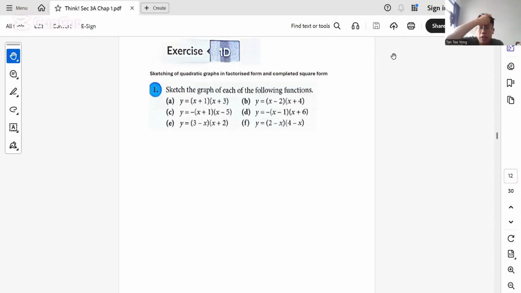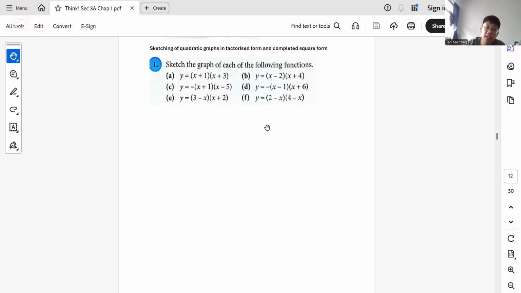Okay, good afternoon, everyone. So today we'll be doing exercise 1D together. Exercise 1D is about sketching of quadratic graphs in factorized form and completed square form. All right. So for question one, it is all in factorized form. So I'm going to show you how to sketch a graph if it's in a factorized form.